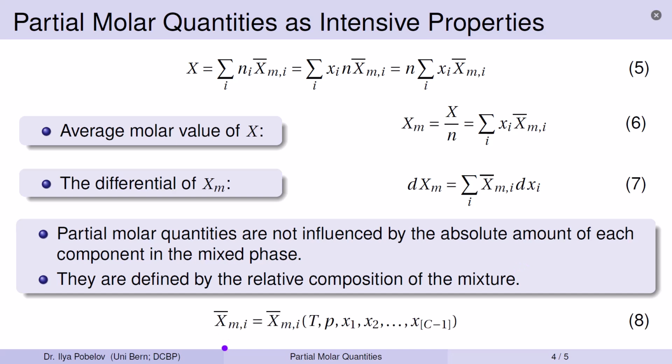In general, partial molar properties are functions of C plus 1 intensive state functions: temperature, pressure, and C minus 1 mole fractions. This is an illustration of the fact that the state of a mixed phase is defined only by intensive variables, including its relative composition.